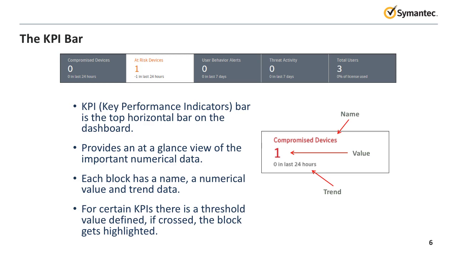The KPI bar is the top horizontal bar on the dashboard. It provides an at-a-glance view of important numerical data. Each block has a name, a numerical value, and trend data. For certain KPIs, there is a threshold value defined. If crossed, the block gets highlighted. KPIs provide the following information: compromised devices, at-risk devices, user behavioral alerts, threat activity, and total users.